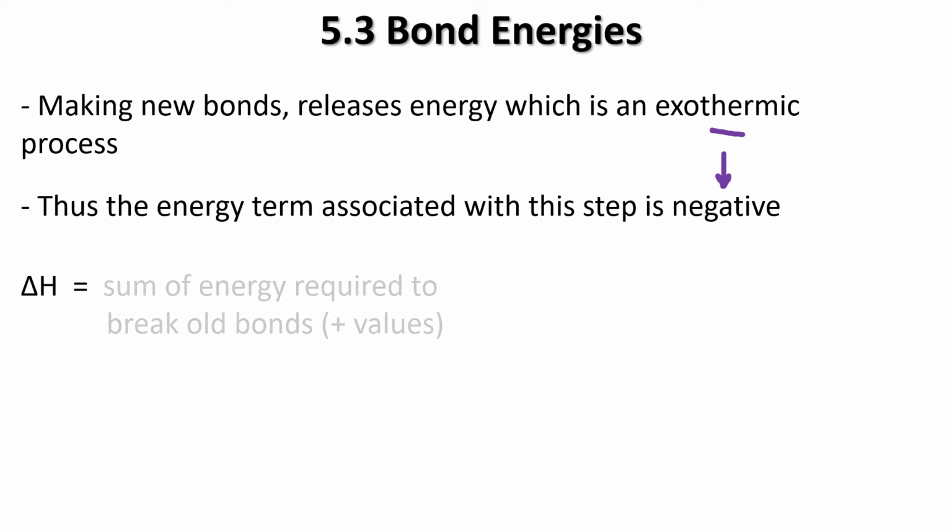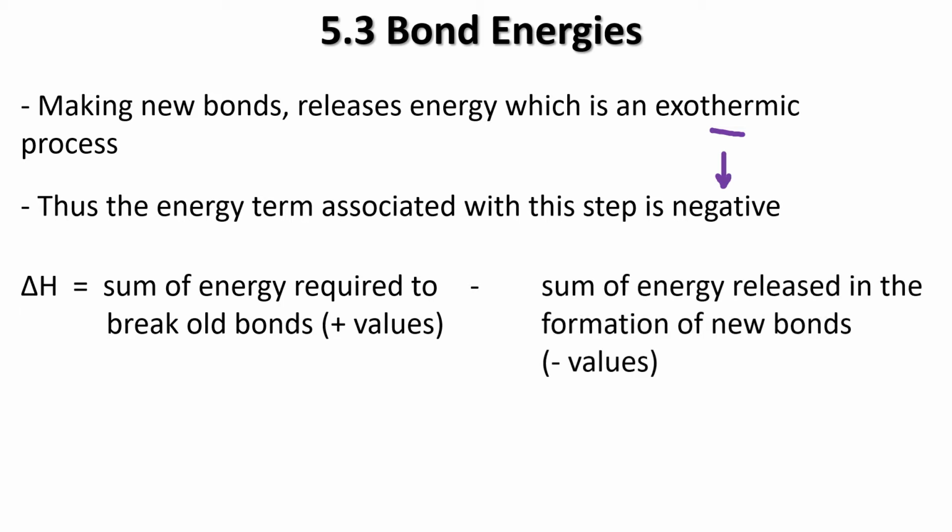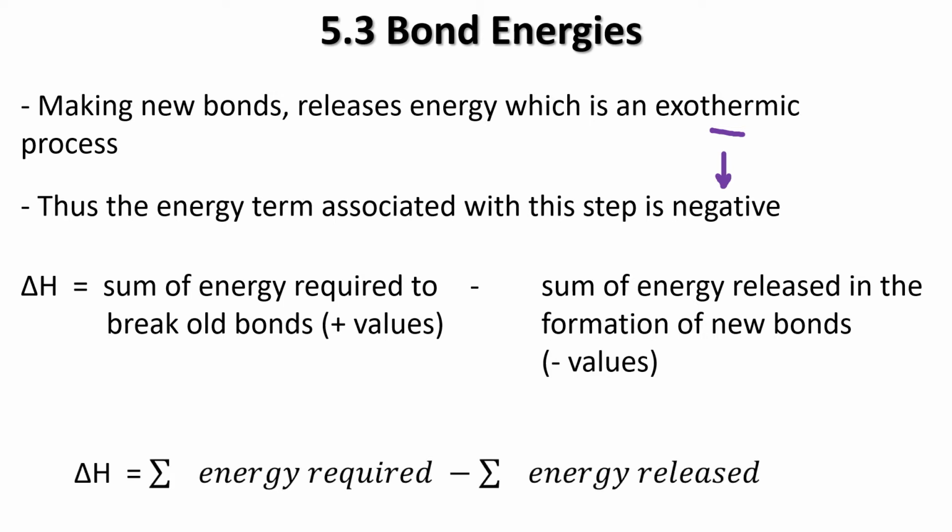So what we're talking about here is delta H is equal to the sum of the energy required to break the old bonds, which are positive values, and we are going to subtract the sum of the energy released in the formation of the new bonds, which are going to be negative values. It's really kind of a moot point here. Really all we're doing is taking the energy from our reactant side and subtracting the energy from the product side. So reactants minus products. It's kind of our mantra for this.